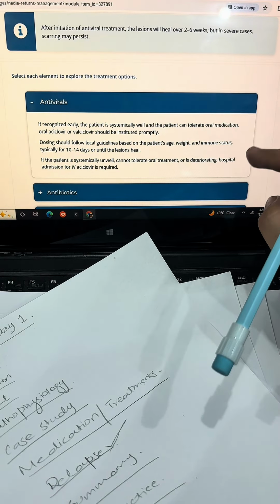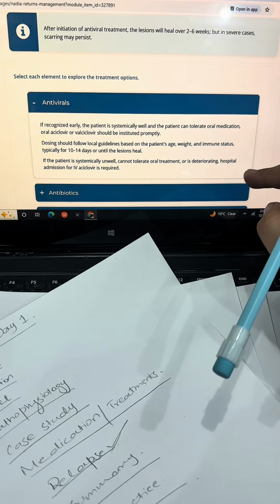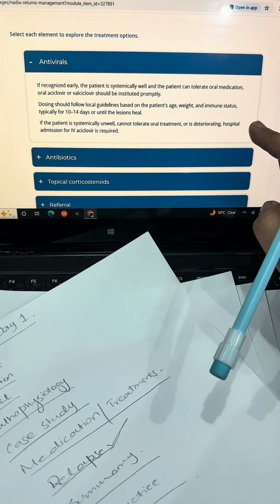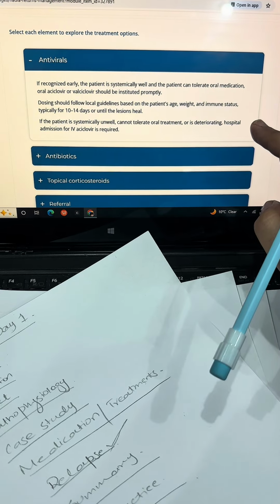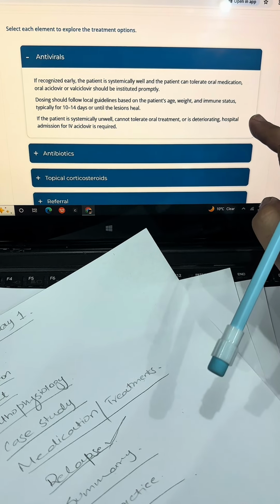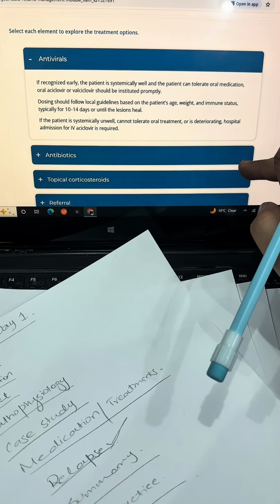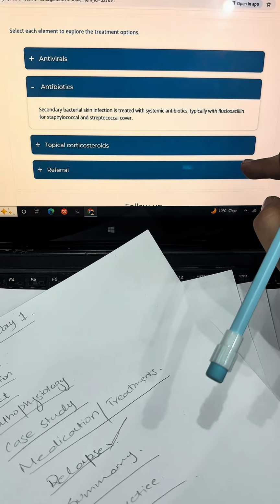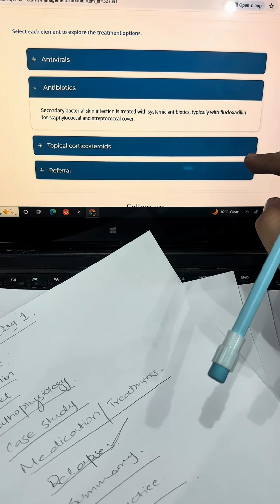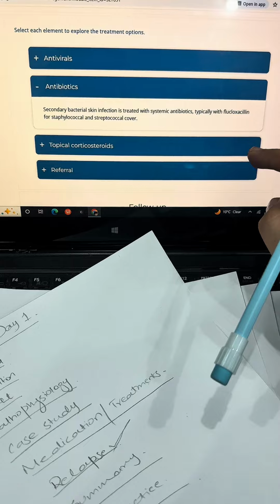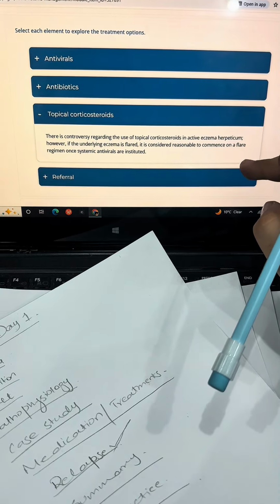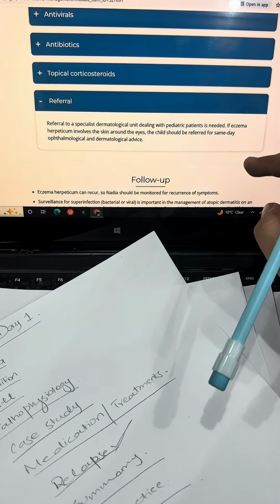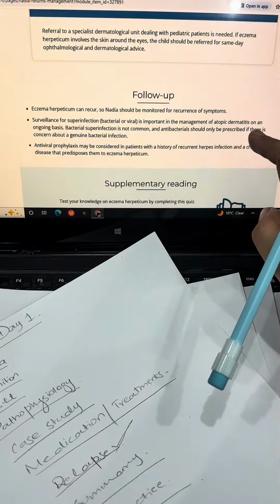Antivirals, valacyclovir, should be instituted properly according to the patient's age, weight and immune status, typically for 10 to 14 days until the lesions are healed. Antibiotics for the infection with Staphylococcus or streptococcus. Topical corticosteroid. And she is referred because eczema herpeticum is a medical emergency.